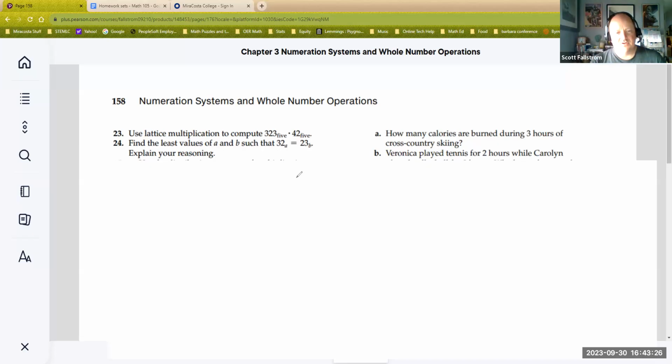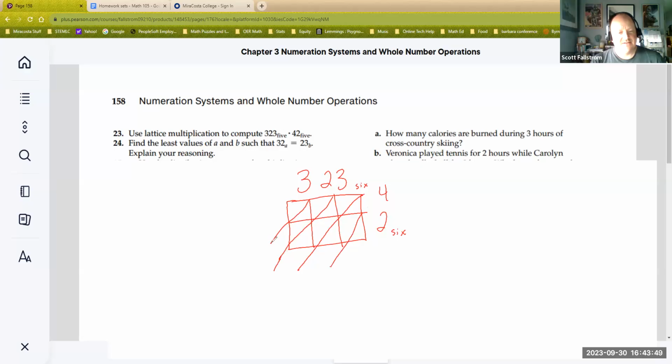So let's do this. I'm going to do 3, 2, 3, base 6. And over here, I'm going to do 4, 2, base 6. Okay, so just remember, I am regrouping in sixes. Okay, I extend these down, I extend this down. So in my mind, I'm constantly trying to make groups of 6, just like in base 10, I was trying to make groups of 10.